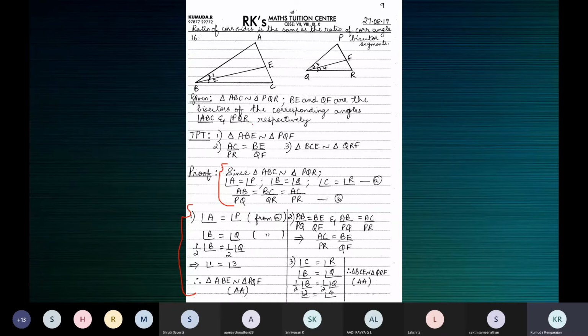We have to prove that ABE, this one, is similar to PQF, this one. So simple. In this triangle, angle A is equal to angle P of this triangle, because from A. Then we know that whole of angle B is equal to whole of angle Q, for the same reason as from A. So when two things are equal, their halves are also equal.